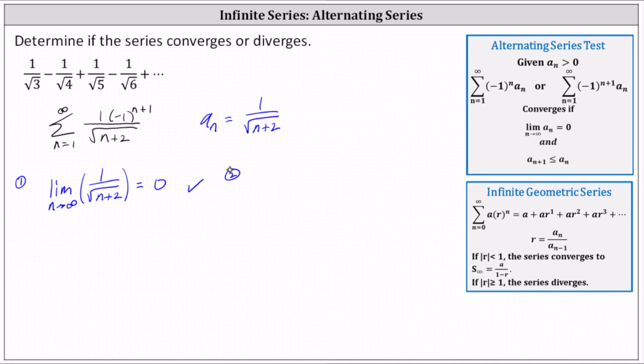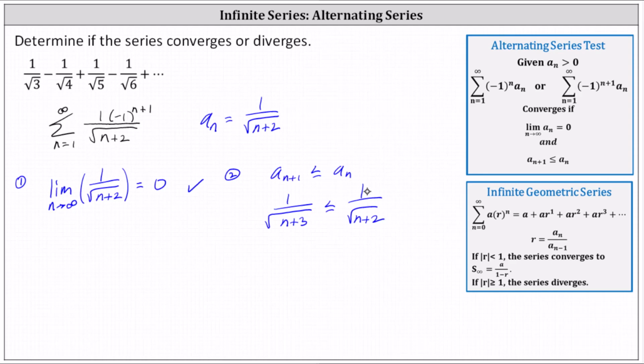And now for the second condition, we need to verify that a sub n plus 1 is less than or equal to a sub n. Using the formula for a sub n, notice a sub n plus 1 is 1 divided by the square root of n plus 1 plus 2, or n plus 3, less than or equal to a sub n, which is 1 divided by the square root of the quantity n plus 2.